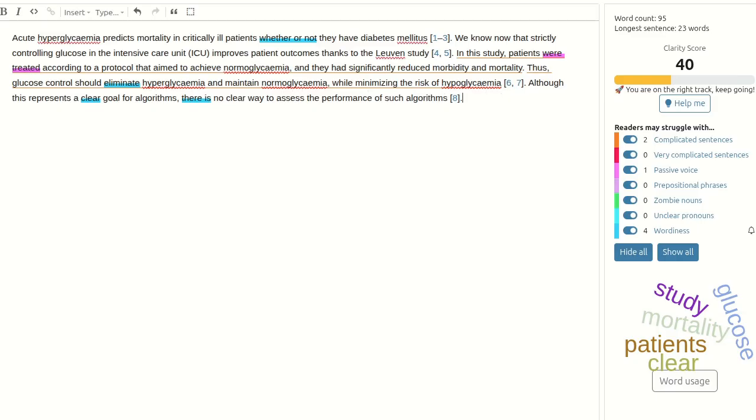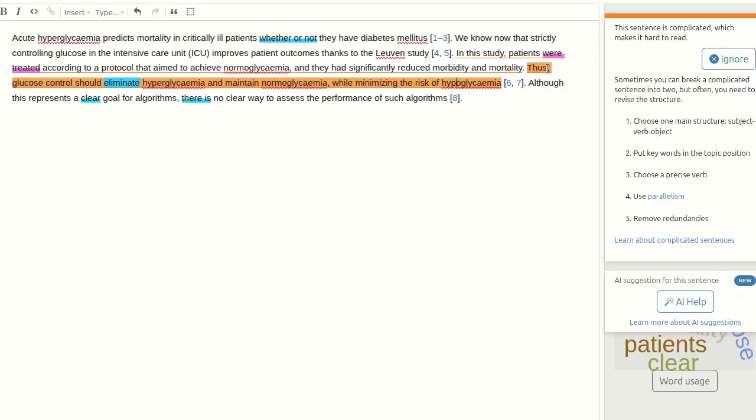Now, this sentence is still orange. Okay, it's still orange, but I edited it. I paid attention to it. I changed the topic position so that the topic position could be the key word of the text. I got the verbs there: eliminate, maintain, and minimize. I've got 3 active verbs.